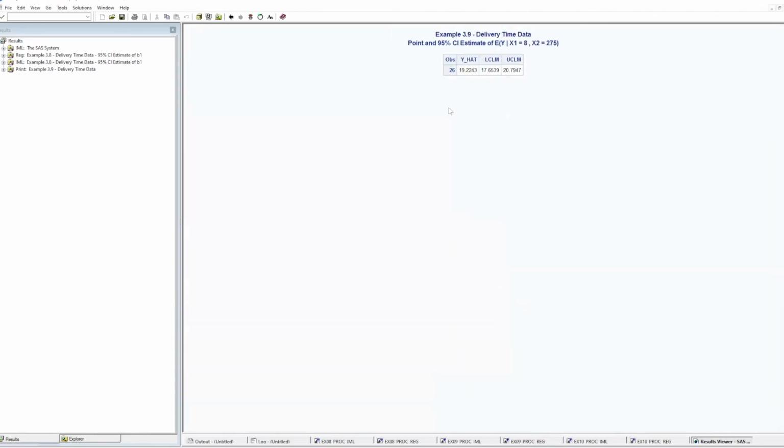Okay, and we see here that we have the estimate of the expected value of y when x1 is equal to 8 and x2 is equal to 275. That point estimate is 19.2243. And then we have lower and upper confidence limits for that expected value of 17.6539 and 20.7947. So that's exactly what we got using the procedure that we implemented in PROC IML.